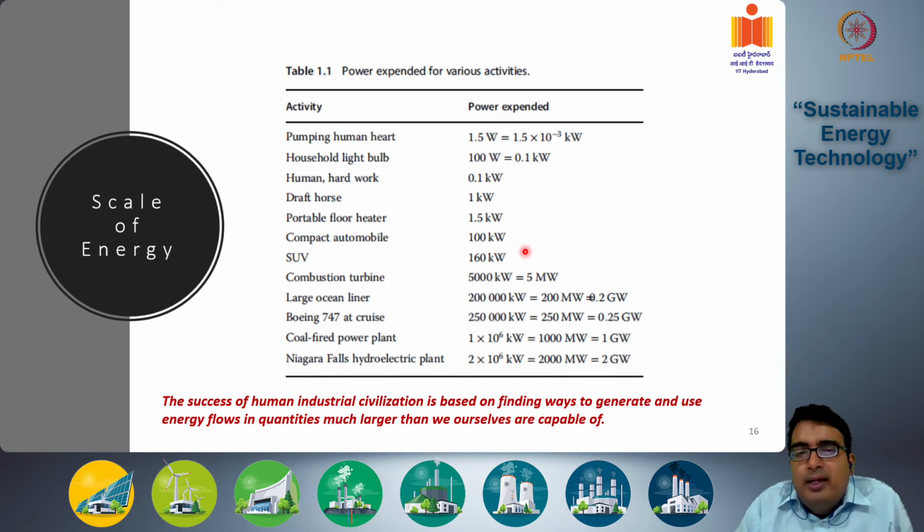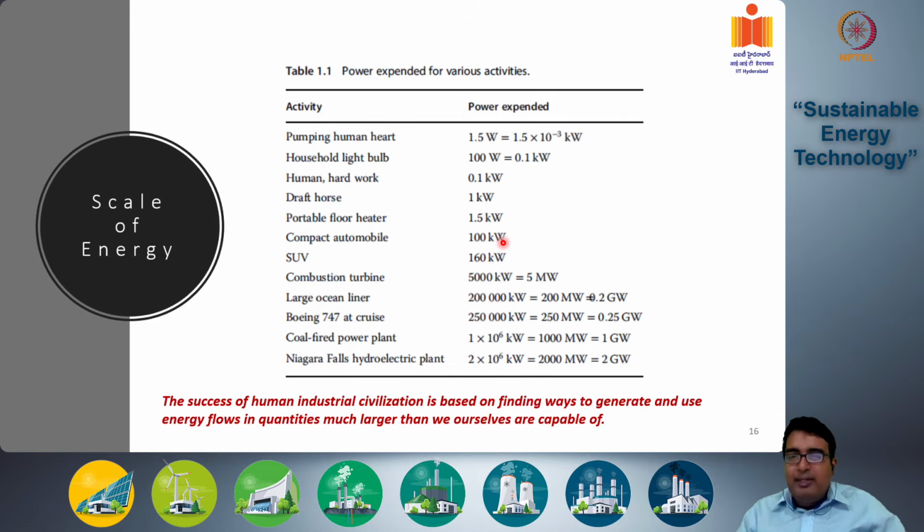That will expend around 100 kilowatts of power as it zooms through the roads. So 100 into 1000, so 10 to the power 5 watts. So a compact automobile, if you look at these two comparisons, can generate the power that 1,000 human beings can generate. So a car is almost equal to 1,000 hardworking humans in the amount of power it can produce in its IC engine systems.